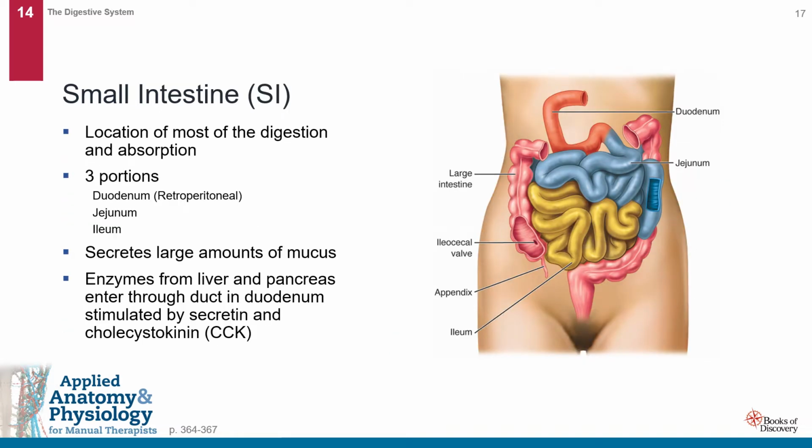Now let's discuss the small intestine, or SI. The small intestine is the location of most of the digestion and absorption. It has three portions: the duodenum, which is retroperitoneal, the jejunum, and the ileum. The small intestine secretes large amounts of mucus. Also, enzymes from the liver and pancreas enter through the duct in the duodenum, stimulated by secretin and cholecystokinin, which is CCK.